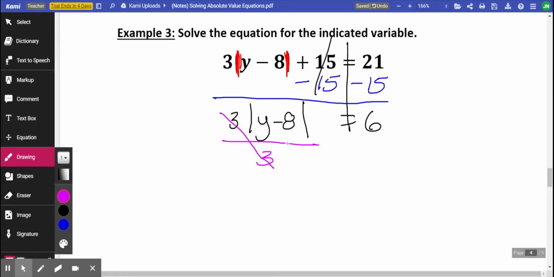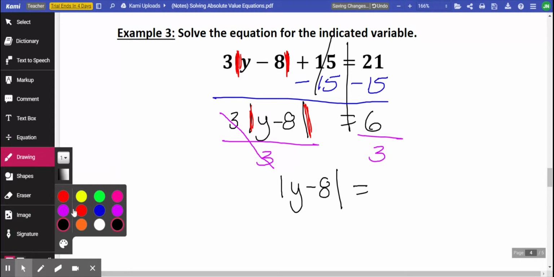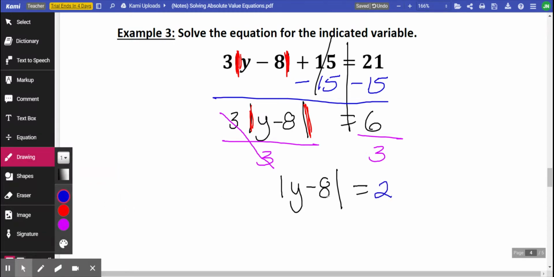That would cancel it. But whatever I do to this side, I have to do it to the right side as well to keep the equations or the properties of equality intact. So everything else just drops down. So again, my absolute value symbol, that's the whole point, getting it by itself. So absolute value of y minus 8 is equal to 6 divided by 3, which would give me the value of 2. So mission accomplished. We have the absolute value symbol by itself.